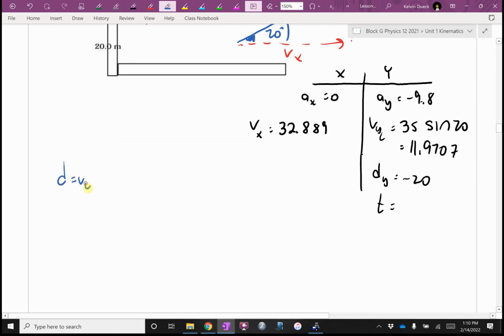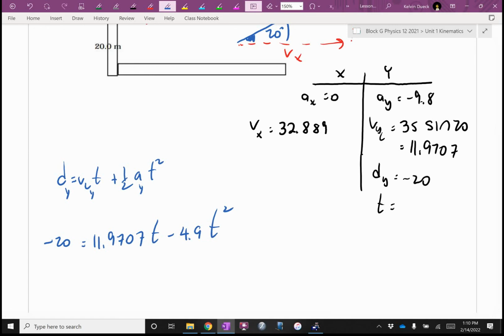Speaking of quadratic formula, d equals vi t plus a half a t squared, vertical, vertical, vertical. So negative 20 equals 11.97 t minus 4.9 t squared. Solve that quadratic on your own for t.